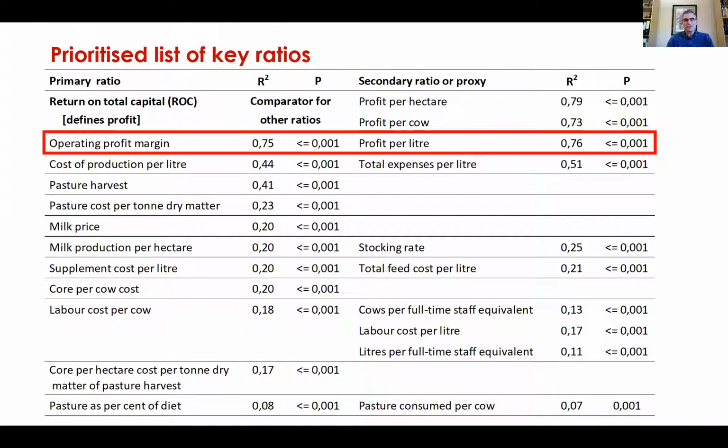Profit margin ratios are particularly important for quantifying risk and describing how resilient a business is to change in milk price, supplement price, or climatic conditions. Operating profit margin is the more complete measure, as it assesses the margin on every dollar earned, as opposed to just the revenue from milk.